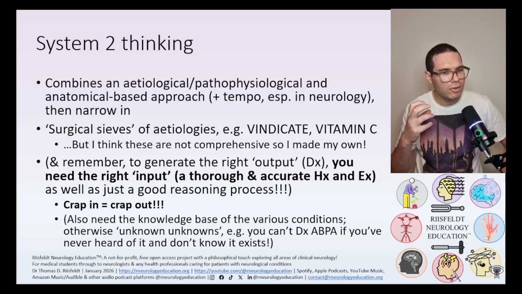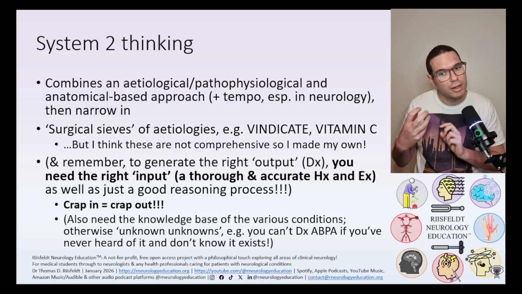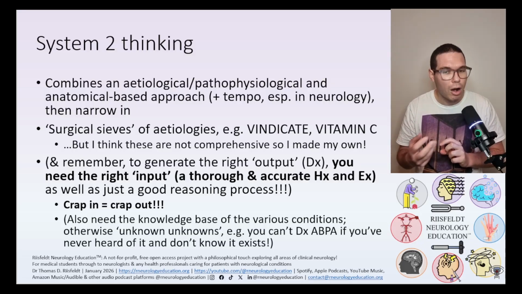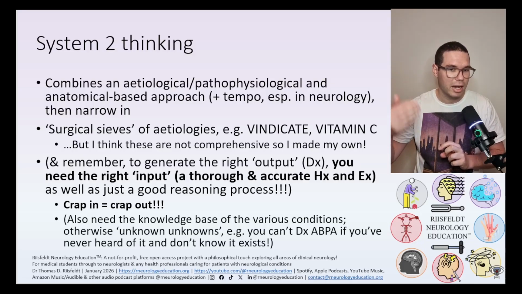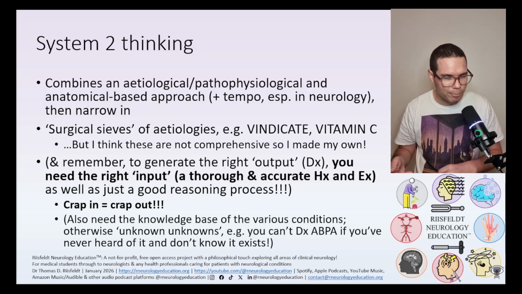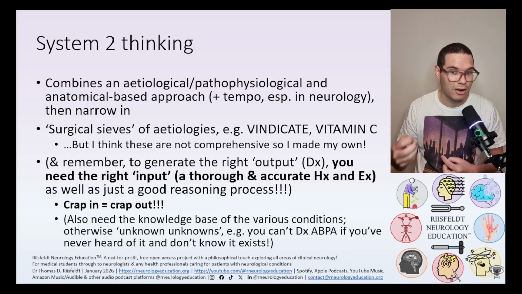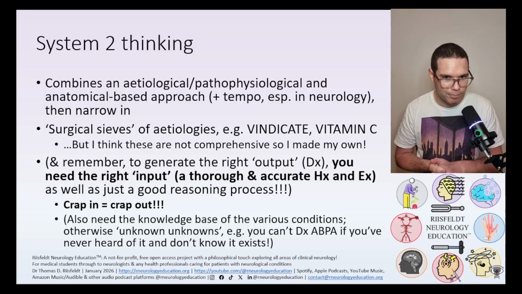So in terms of the etiology, you may have heard of the concept of a surgical sieve, and that's basically an acronym of different etiologies. The two main ones that I've come across are VINDICATE and Vitamin C, and you may have come across them in the past. Personally, I don't like them because I don't think they're comprehensive enough, so I've made my own, and that's what I'm really excited to share with you this episode, and that'll be on the next slide. But if you don't like mine, you can just use VINDICATE or Vitamin C. It will get you to the same place.